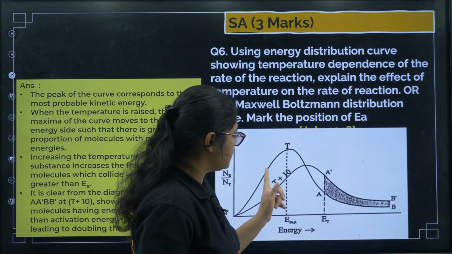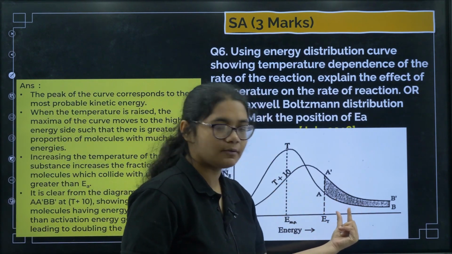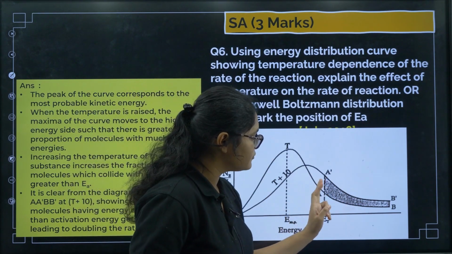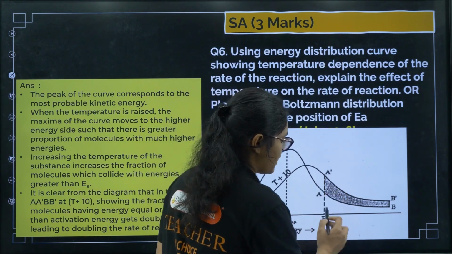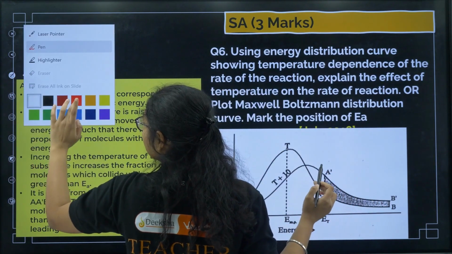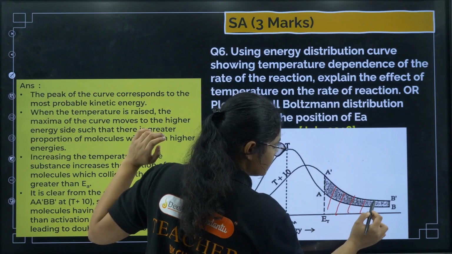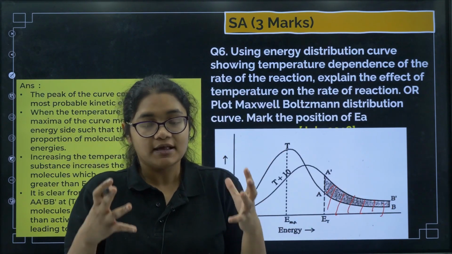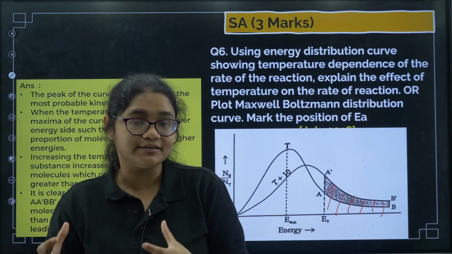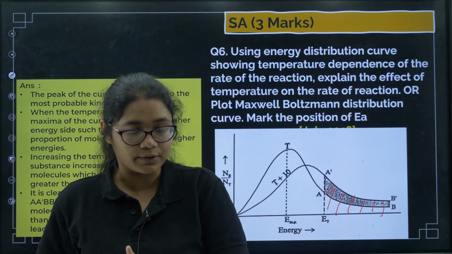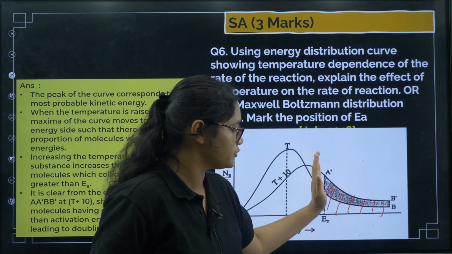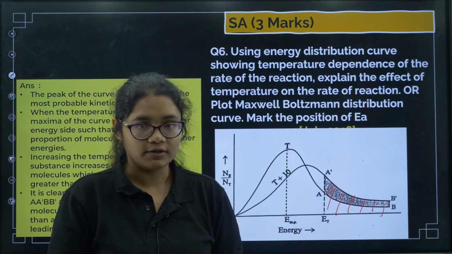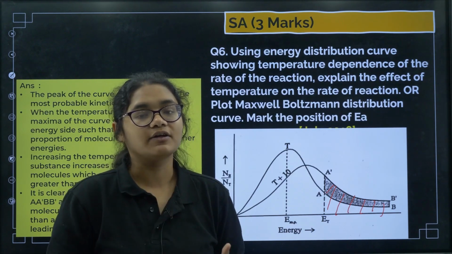You can see that when you have temperature T, only this white section of the particles has energy more than the threshold energy, and when you have increased the temperature, this whole part now has energy more than the threshold energy, and all of them can react. So the fraction of molecules having energy greater than the threshold energy at temperature T plus 10 is more. So definitely that is why the rate of the reaction is higher.